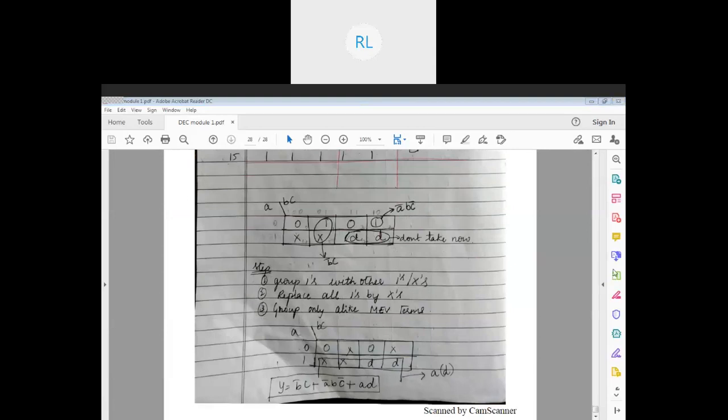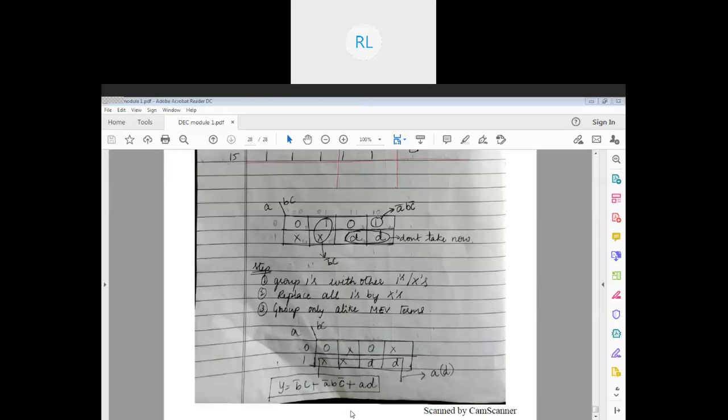Once we have these values entered, the last step is important. We have to group the ones with other ones or don't cares. Take note here, this is important. You have to group the ones with the other ones or don't cares. That is your first rule. Second rule, replace all ones by don't cares.